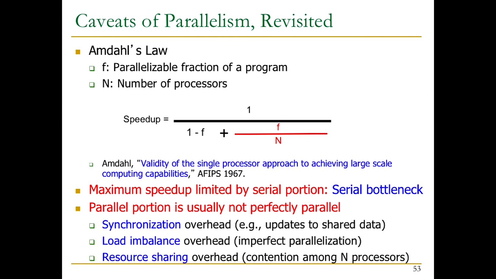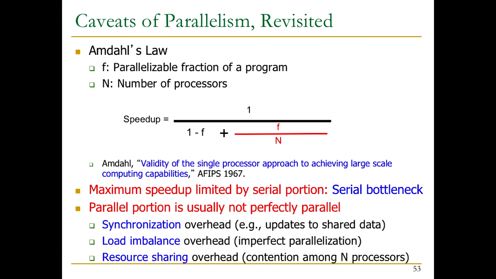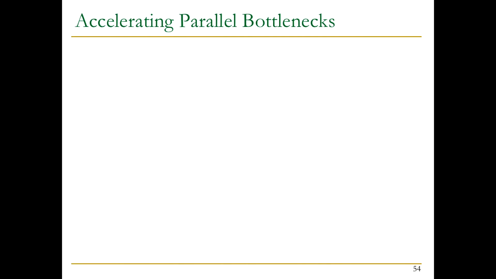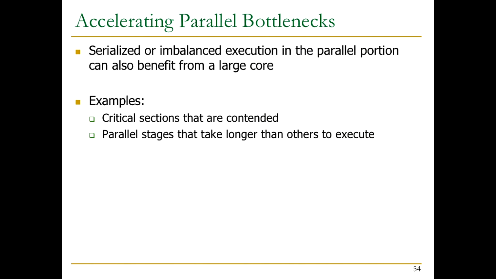So now we've covered the serial bottleneck. This is Amdahl's law modified for executing the serial bottleneck on a large core in a heterogeneous multi-core engine. But there are a bunch of other things that we didn't put on the heterogeneous multi-core engine. So we're going to look at that. Can we accelerate these parallel bottlenecks as well? Serialized or imbalanced execution in the parallel portion can also benefit from a large core, obviously. Examples are critical sections that are contended, or parallel stages that take longer than others to execute.